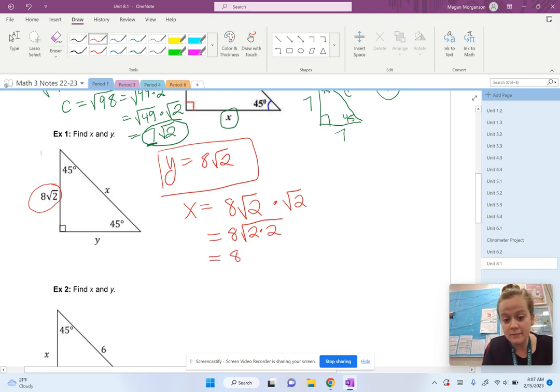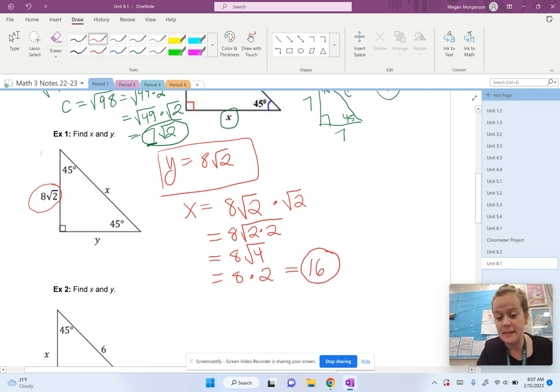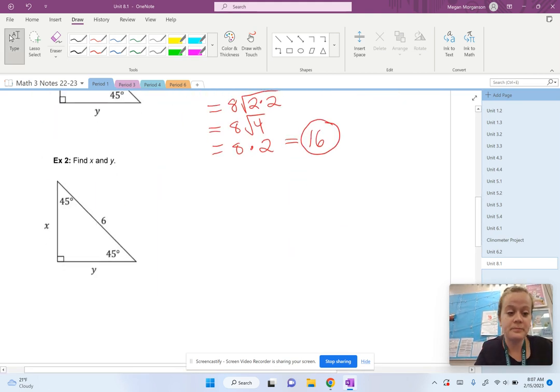I know that 2 times 2 is 4. Do you remember what the square root of 4 is? Hopefully you remember it's 2. And then you have 8 times 2, so your hypotenuse is 16. The legs aren't so nice, but the hypotenuse ended up being nice. So you're just going to follow that same pattern. Let's do it for the next one.